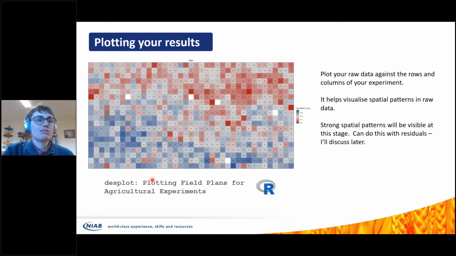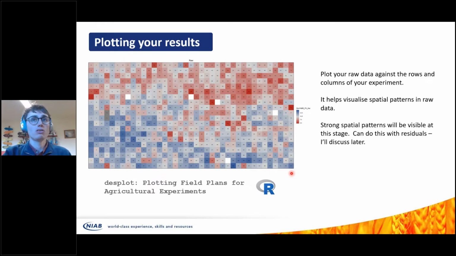This is something that I've started doing over the last couple of years, and it's really useful in field trial analysis. I think it's one of my key steps now, so I've added it in here. It's using a package called DesPlot. What you're basically doing is plotting your raw data across a grid of your field trial. If you have row and column information of the field trial, which you should have, even if it's not a row and column design, it should still be a grid, so you can get that row and column information.